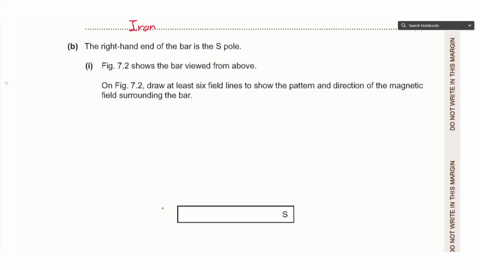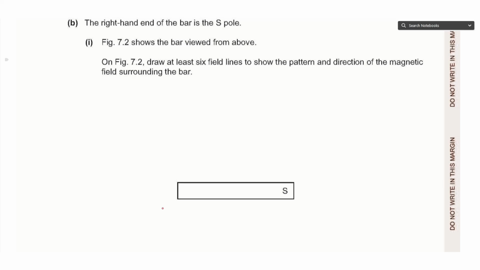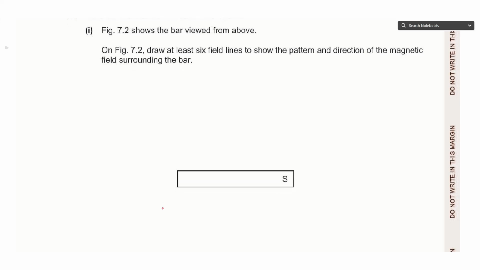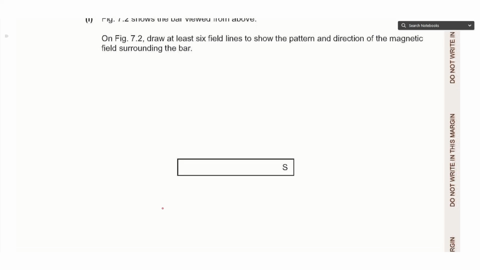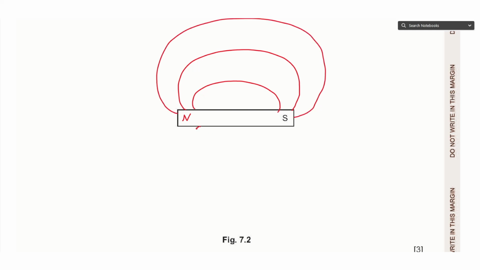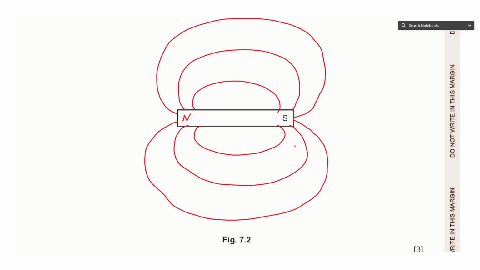Part B says the right hand end of the bar is the S pole. Figure 7.2 shows the bar viewed from above. On figure 7.2, draw at least 6 field lines to show the pattern and direction of the magnetic field surrounding the bar. So if this is the south side, the other side is the N side, and you can draw oval curves like this, but not touching each other, and the spacing between them keeps increasing. And we draw the mirror image on the other side. Nothing is touching each other. Then we draw the direction of the field. The direction of the field is pointing away from the N pole on each line and towards the S pole on the other side. So this is the total shape of the field.